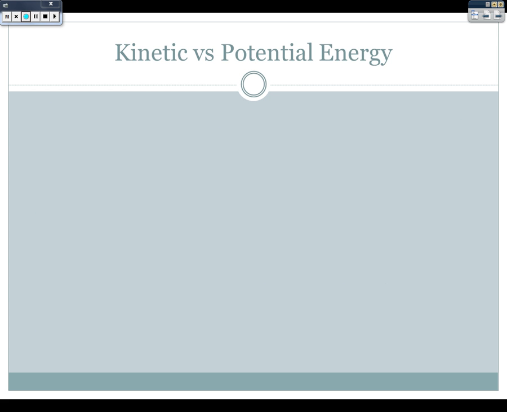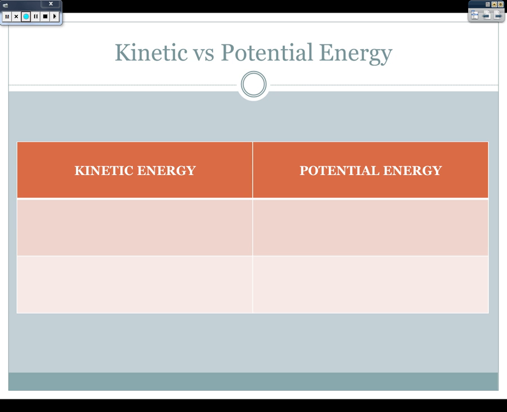So let's talk a little bit. We just mentioned something called potential energy, and let's explain what that means. So we have kinetic energy and we have potential energy, and we've talked a little bit about kinetic energy in class before. We've talked about kinetic molecular theory, which involves kinetic energy, but we haven't really talked about potential energy before. So kinetic energy is energy due to movement, or energy of movement, whereas potential energy is the energy stored within an object.